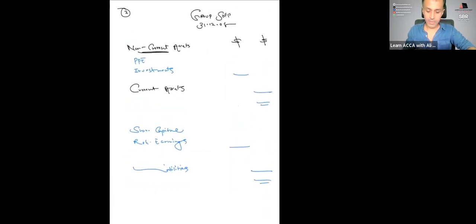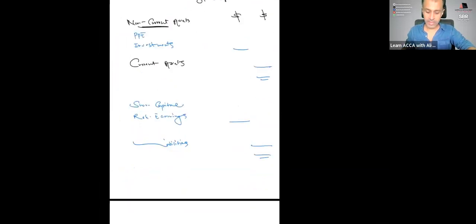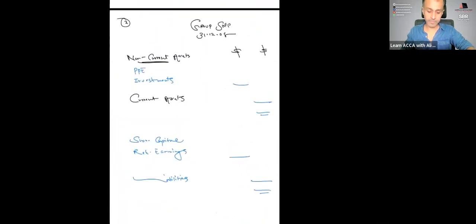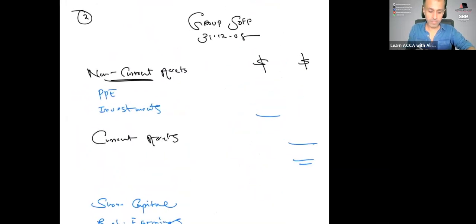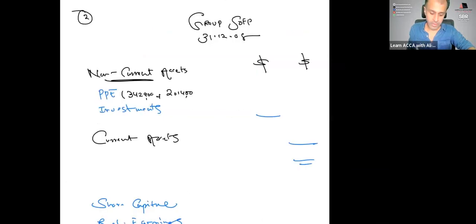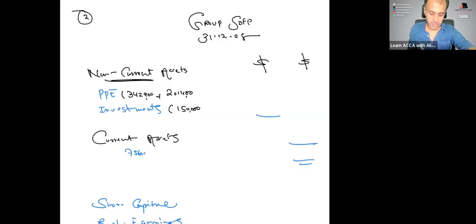I can also try and keep that pro forma as a draft so that later, if the need arises, we will save time on rewriting. $342,900, and then 201,410. The figure of investment is found only in the first column, 150,000, while current assets are 75,600 and 41,600.